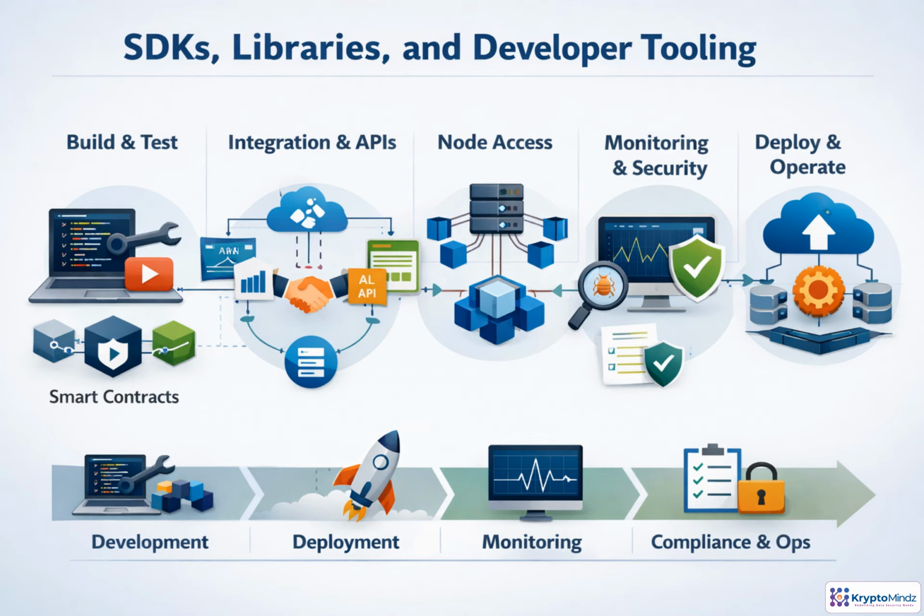Tooling is where blockchain architecture becomes real. The SDKs, libraries, APIs, and operational tools you choose shape how teams build smart contracts, connect applications, access nodes, monitor risk, and run secure production systems.